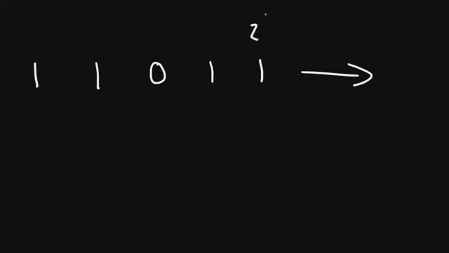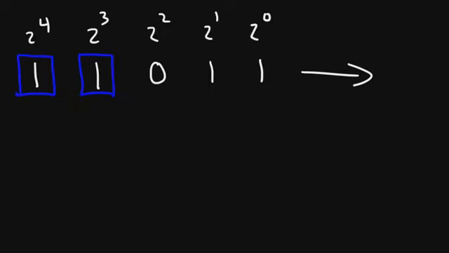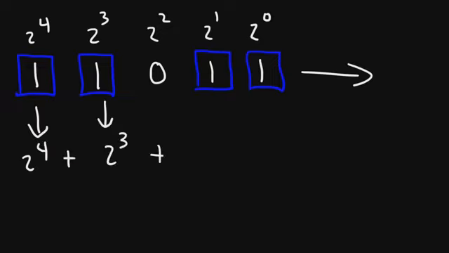So this is going to be 2 to the 0 times 1, and then 2 to the first power times 1, 2 squared times 0, 2 to the third times 1, and then 2 to the fourth times 1. And just like before, we are going to ignore the 0 values and focus on the numbers that have a binary value of 1. So this is going to be 2 to the fourth, plus 2 to the third power, plus 2 to the first, and then plus 2 to the 0 power.